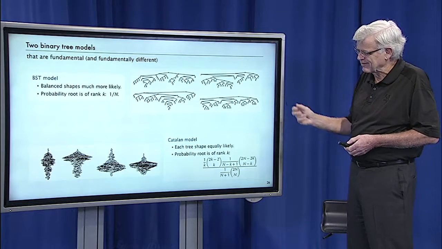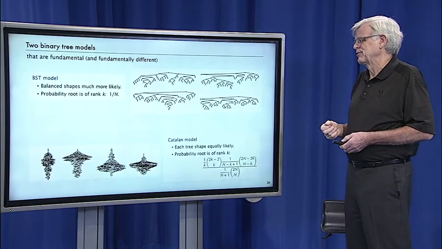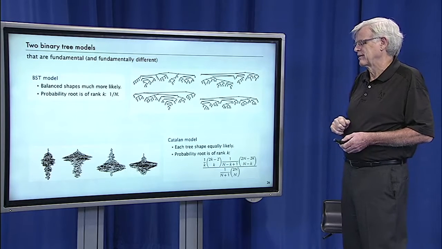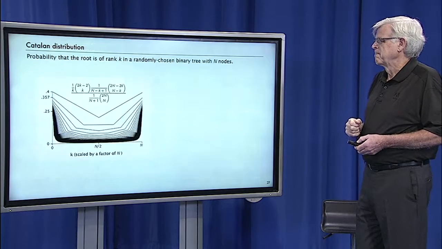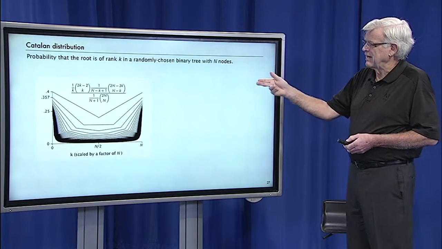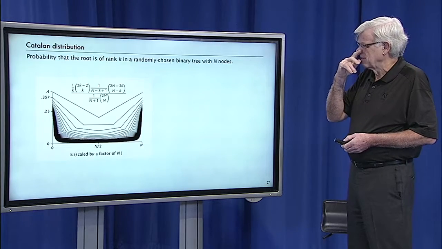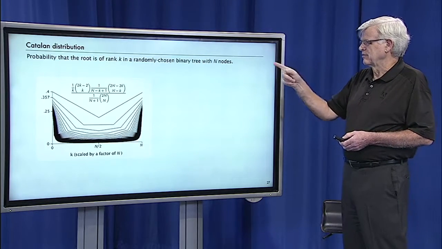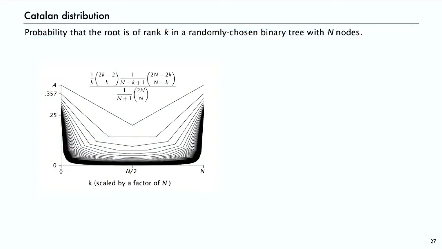I want to emphasize that because when we go into the analysis and get into the math without the picture, it's easy to lose track of the fact that we're talking about something that's totally different. In fact, here's a plot of that Catalan distribution, that the root is of rank k in a randomly chosen binary tree with n nodes. And again, this is normalized the way that we usually do these distributional plots so that we can see how it converges to a curve. And look at the curve.